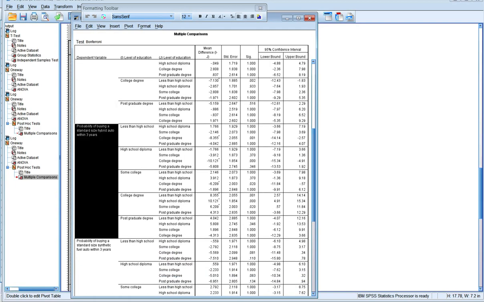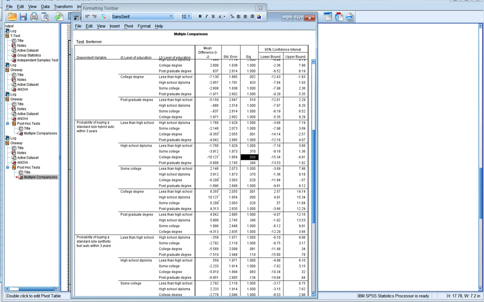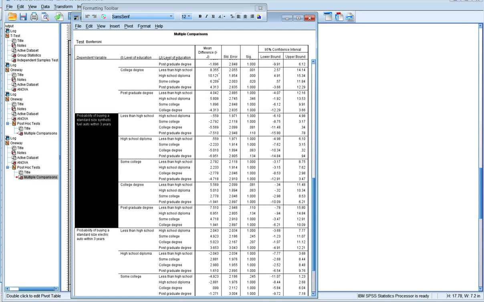For the third car, which is the standard size hybrid, we also see some differences. And for the fourth car, probability of buying a standard size synthetic fuel auto within 3 years, the Anova test indicated that there would be a significant difference, but when we look, we see that none of the differences actually are significant. That means that the Bonferroni post-hoc test cannot detect a significant difference. So we can call for another post-hoc test, which is more sensitive, and I'll do that right now.